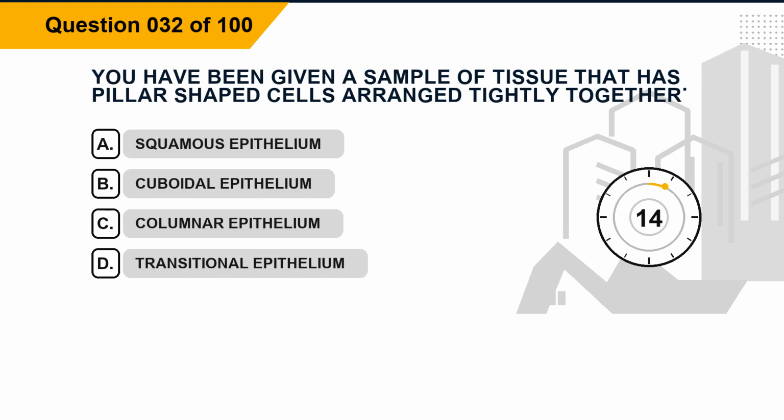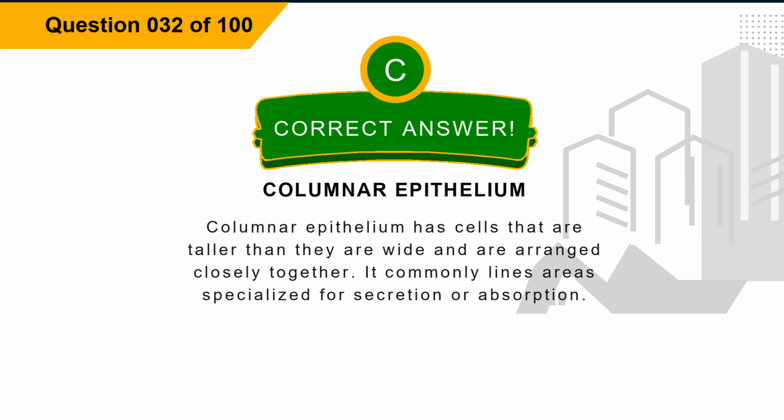Question 32. You have been given a sample of tissue that has pillar-shaped cells arranged tightly together. Option A, squamous epithelium. Option B, cuboidal epithelium. Option C, columnar epithelium. Option D, transitional epithelium. The correct answer is option C, columnar epithelium. Explanation. Columnar epithelium has cells that are taller than they are wide and are arranged closely together. It commonly lines areas specialized for secretion or absorption.